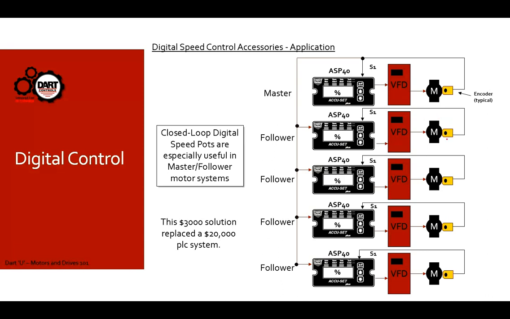There was an encoder installed on each one of these motors, and on the first, or the leader, or the master motor, there was a digital closed loop pot added, and so in this part of the loop, we are controlling the master speed. But all the other motors needed to run at some proportion of whatever the master is. So we also take the master encoder signal and we feed that into each follower accessory.